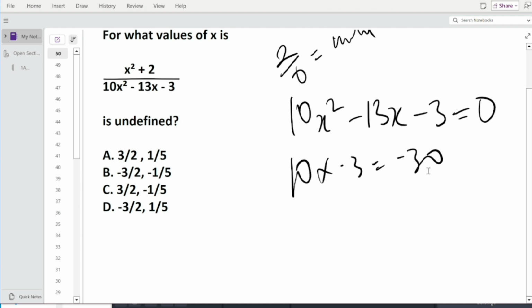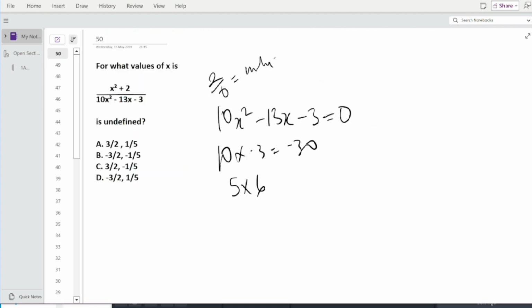We are going to look for two numbers that will multiply to give us minus 30, and yet when we add them, it gives us minus 13. For you to get minus 13, that means the bigger number should carry the negative. And since we have minus 30, one of the numbers will carry a negative. The numbers that give us 30 are 5 times 6, then 3 times 10, and 2 times 15. So which of them will give us 13?